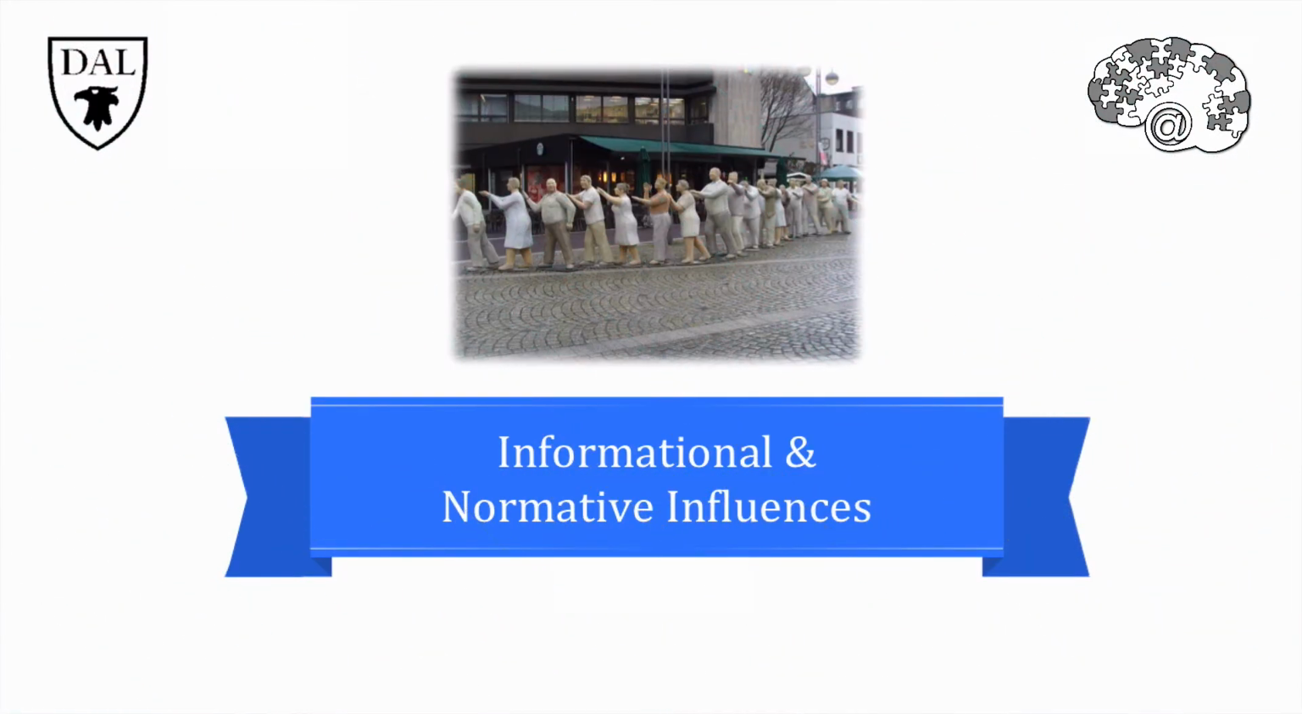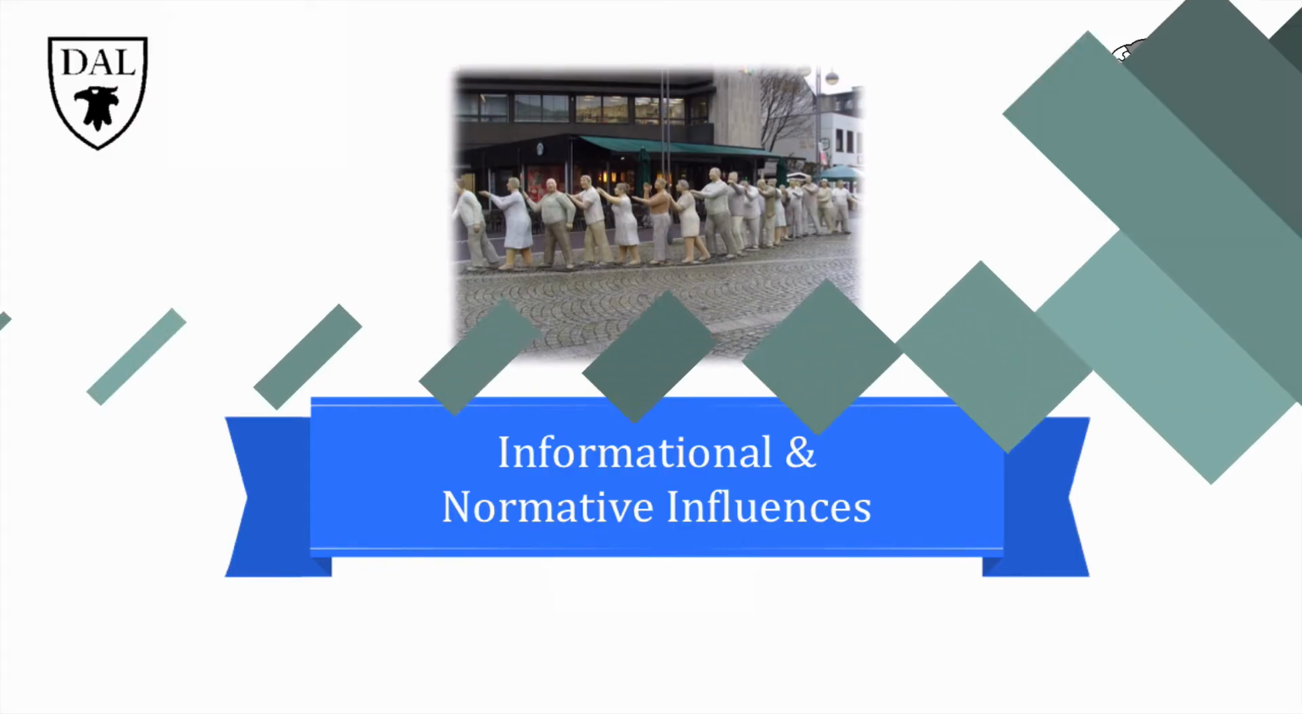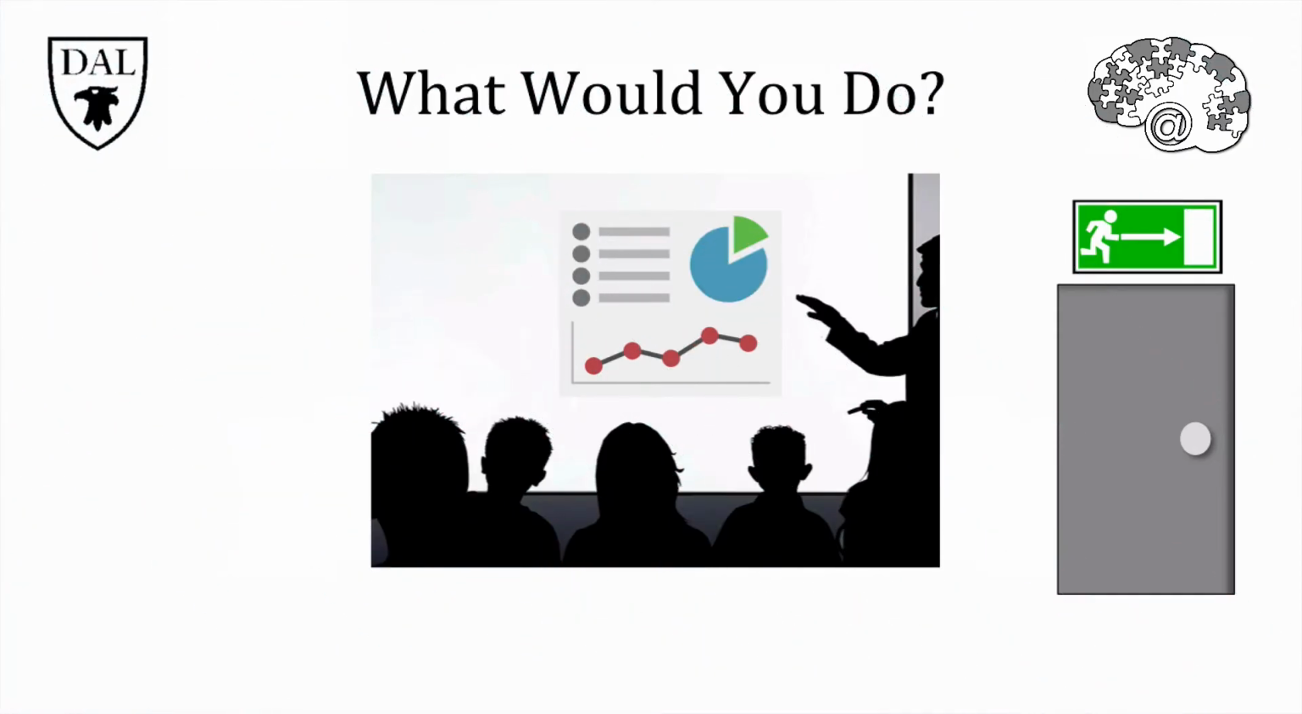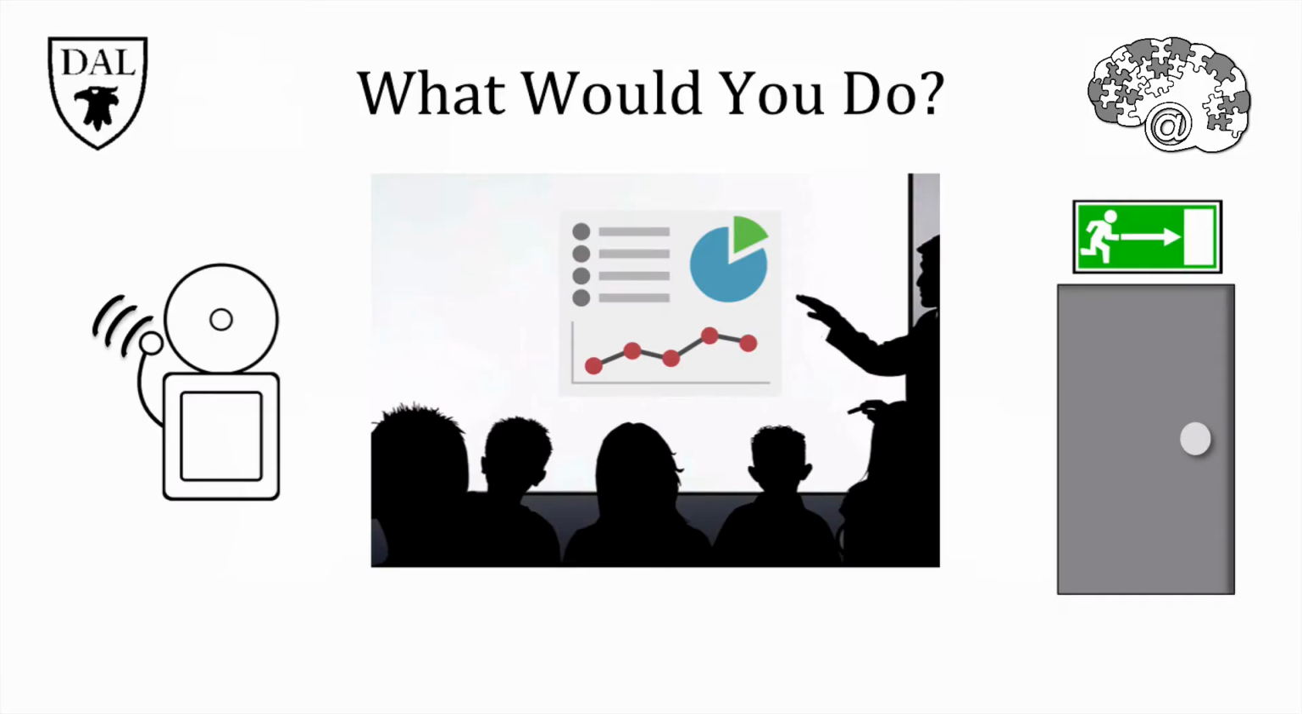Before talking about informational and normative influences, let's first talk a little bit about conformity. Let's consider a couple of examples. Say you're sitting in a classroom, listening to a lecture on statistics. All of a sudden, an alarm goes off. You're not sure if this is a real thing, so what should you do?